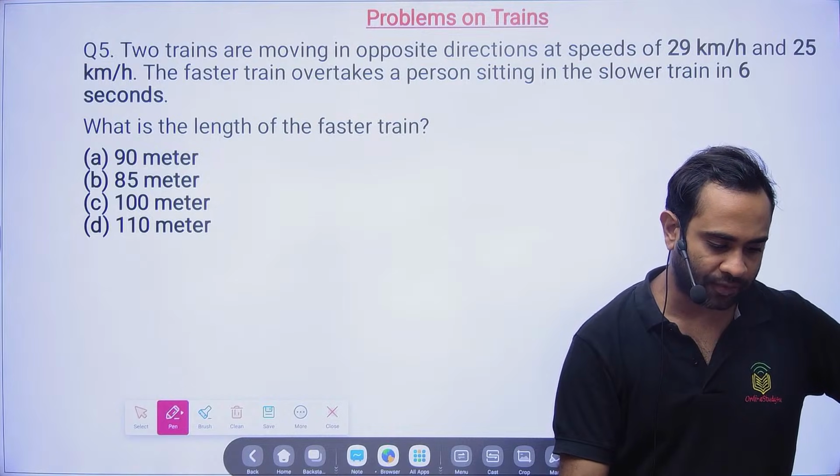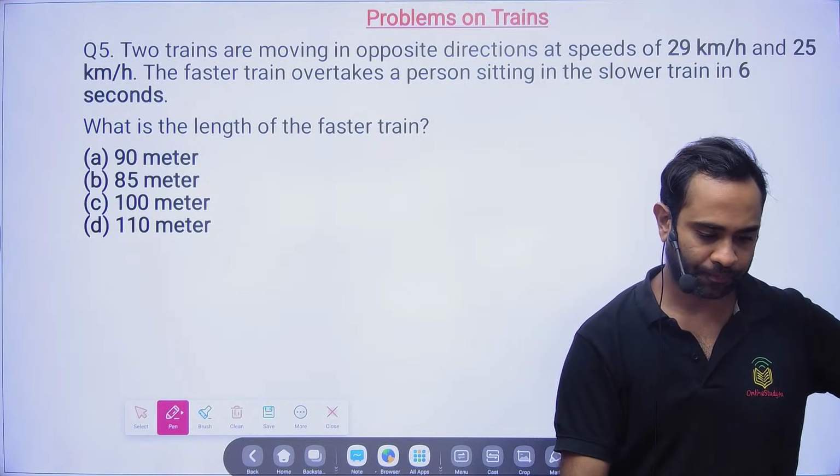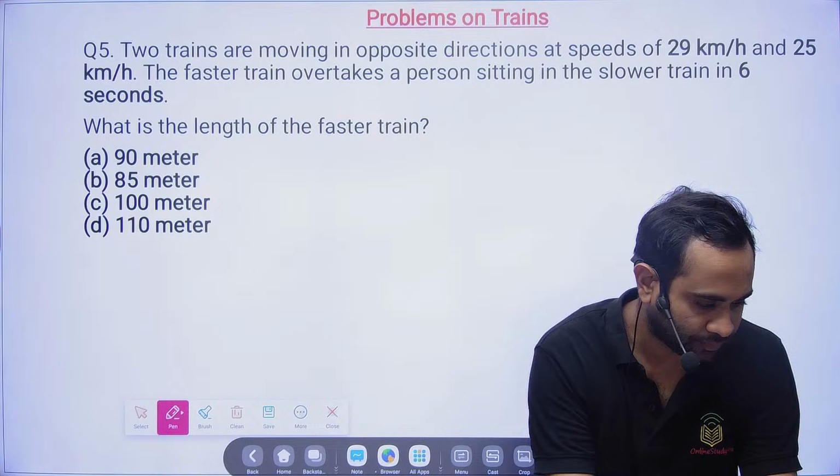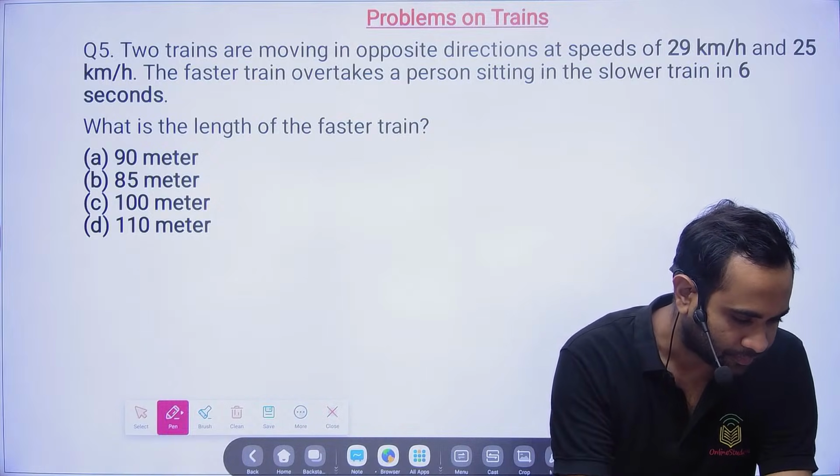Let's see how many of you are able to solve. Chalo, your time has already started.